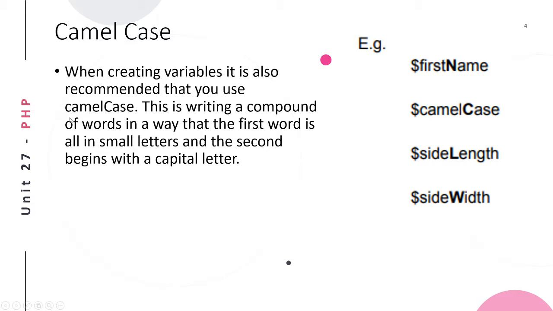So just a recommendation as well for Camelcase. Camelcase is where, when you create any variable, you use a compound of words, first name for example, and you take the first letter of the first word in lowercase and the first letter of the second word in uppercase. So it looks like a camel's back, like the hump on a camel. It is recommended you do that. It is industry standard to do this now, so it's something you should be doing anyway.